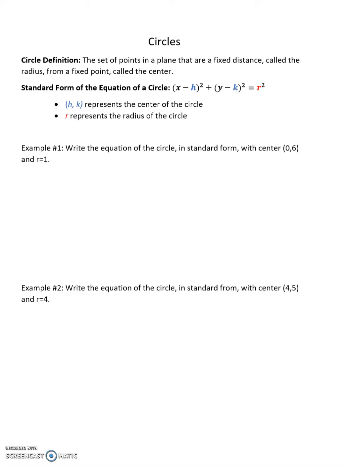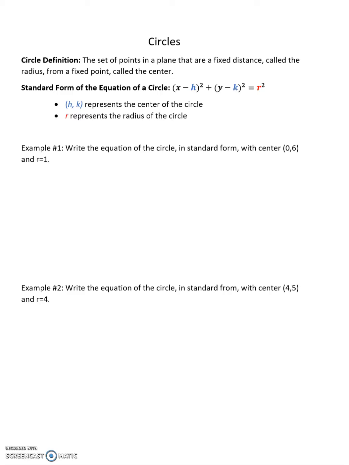Okay, so we're going to get started with the definition of a circle. It is the set of points in a plane that are a fixed distance, called the radius, from a fixed point called the center. The standard form of the equation of a circle is (x - h)^2 + (y - k)^2 = r^2. The h and k represent the center of the circle: h is our x coordinate and k is our y coordinate, and r is the radius of our circle.